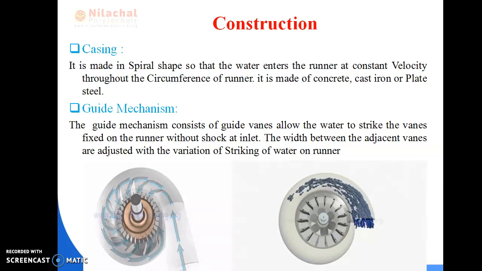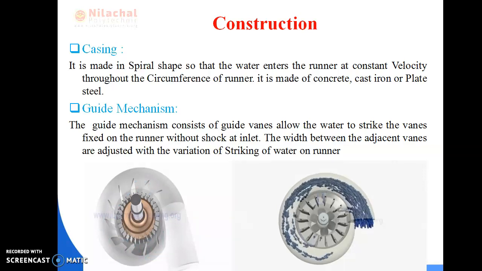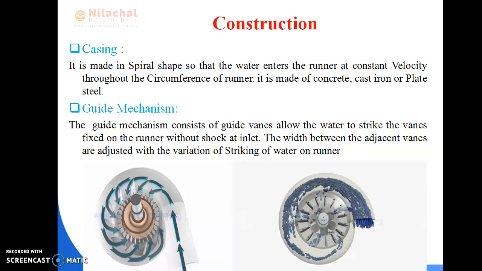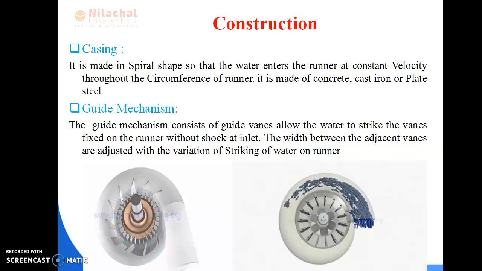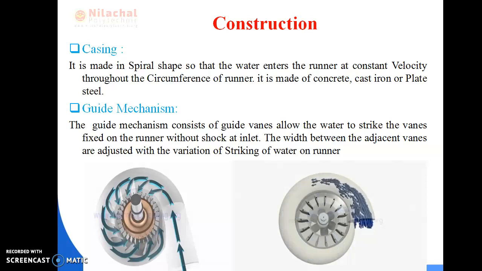Water is led from the source to the turbine through the penstock. The penstock delivers the water into the casing, which surrounds the runner and guide mechanism. The casing is designed with a cross-sectional area which decreases uniformly around the circumference, from a maximum at the entrance to a minimum at the tip. This gives a spiral shape to the casing, and it is also known as the scroll casing.